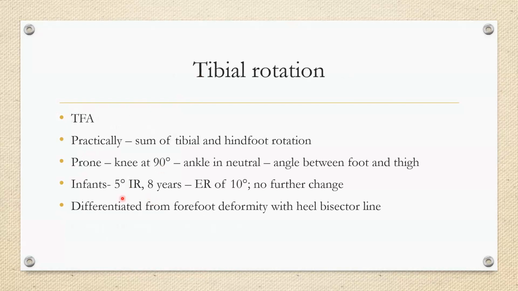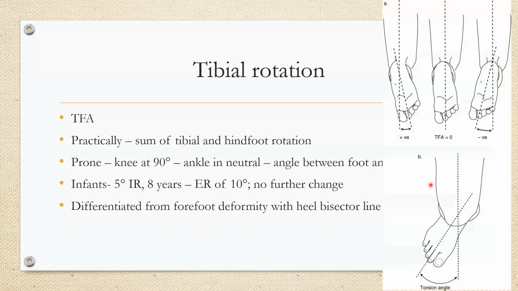So normally there is 5 degrees of internal rotation in infants. However, at 8 to 10 years of age, there is an external rotation of 10 degrees present, with no further change beyond that. Also, as discussed, there can be a deformity either in the tibia or the hindfoot, which should be differentiated using the heel bisector line. So these are ways to measure the thigh foot axis. The patient is prone and the angle between the foot and thigh is measured. By convention, out-toeing is considered positive and in-toeing is considered negative.